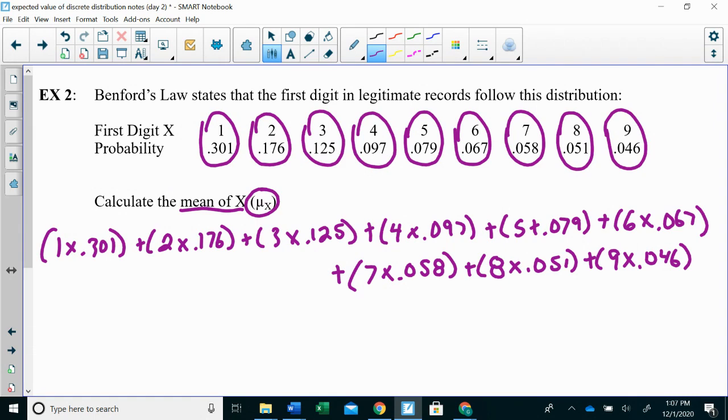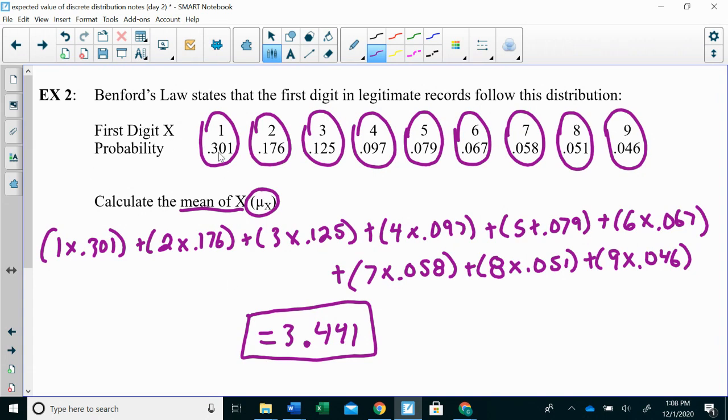Carefully type that into Desmos or a calculator, whatever you have available. I'm going to trust that you can carefully type that in. If we carefully type this in, we should get a final result of, I'm sorry, 3.441. If you type that in and you don't get that result, then double check what you typed in, because it's very easy to make a slight mistake. I've multiplied each of those pairs of numbers and then added them all together. So the mean of x, the expected value of x, is 3.441.